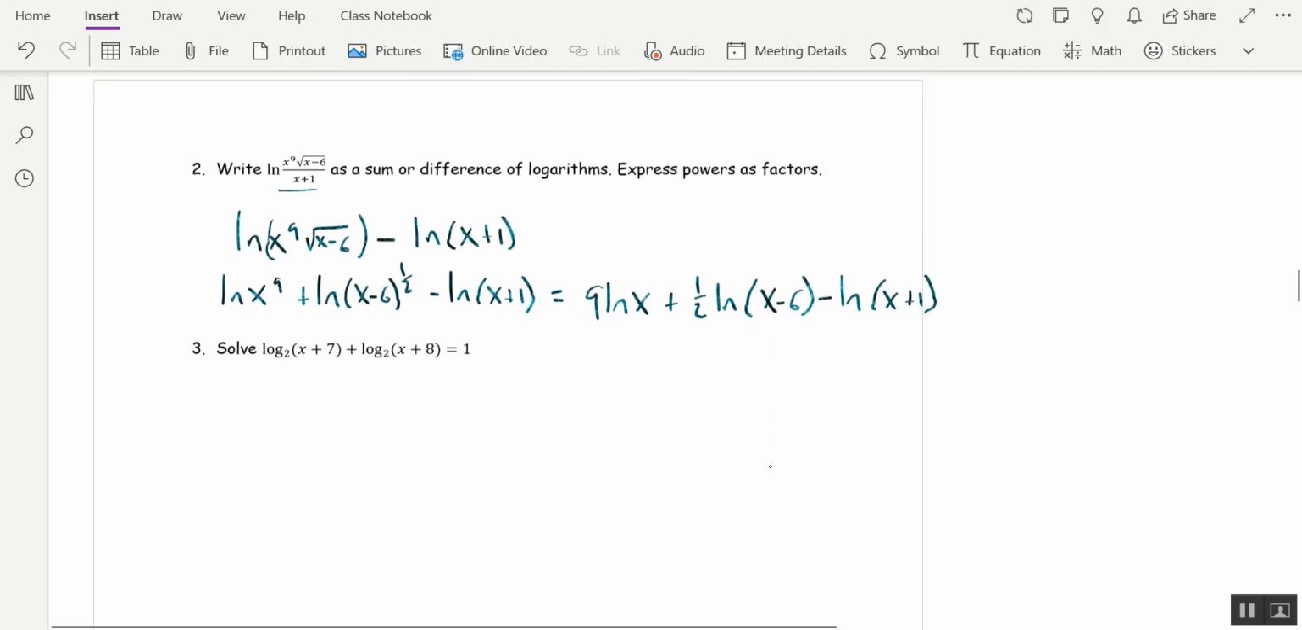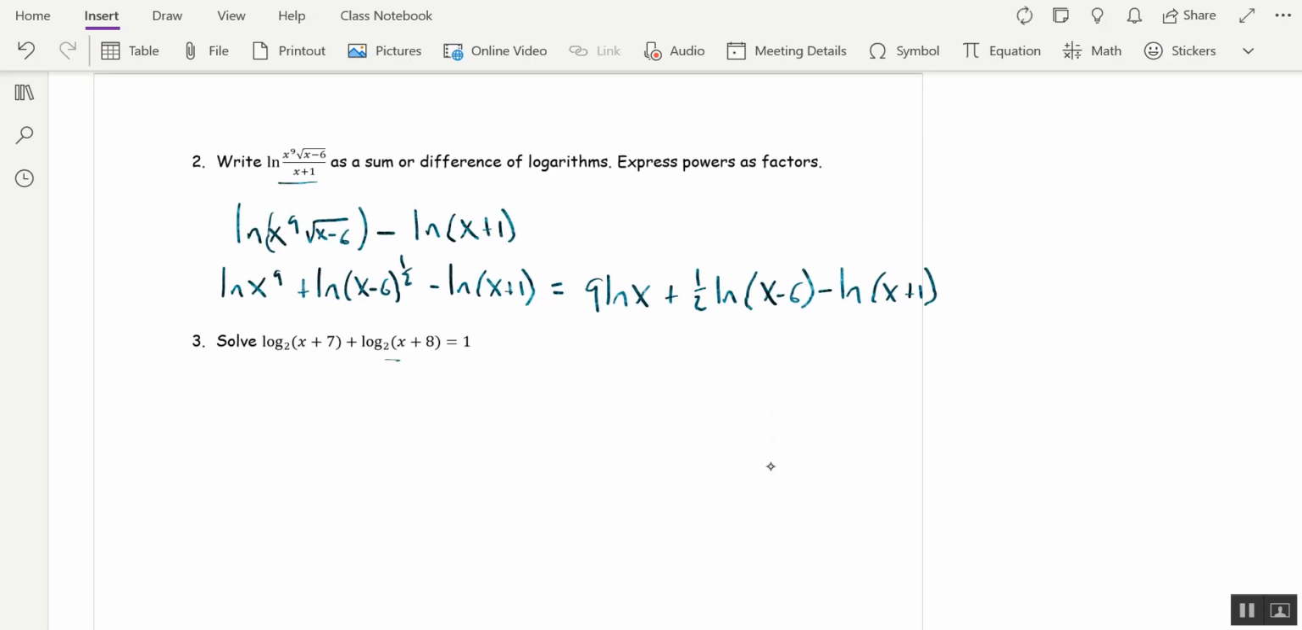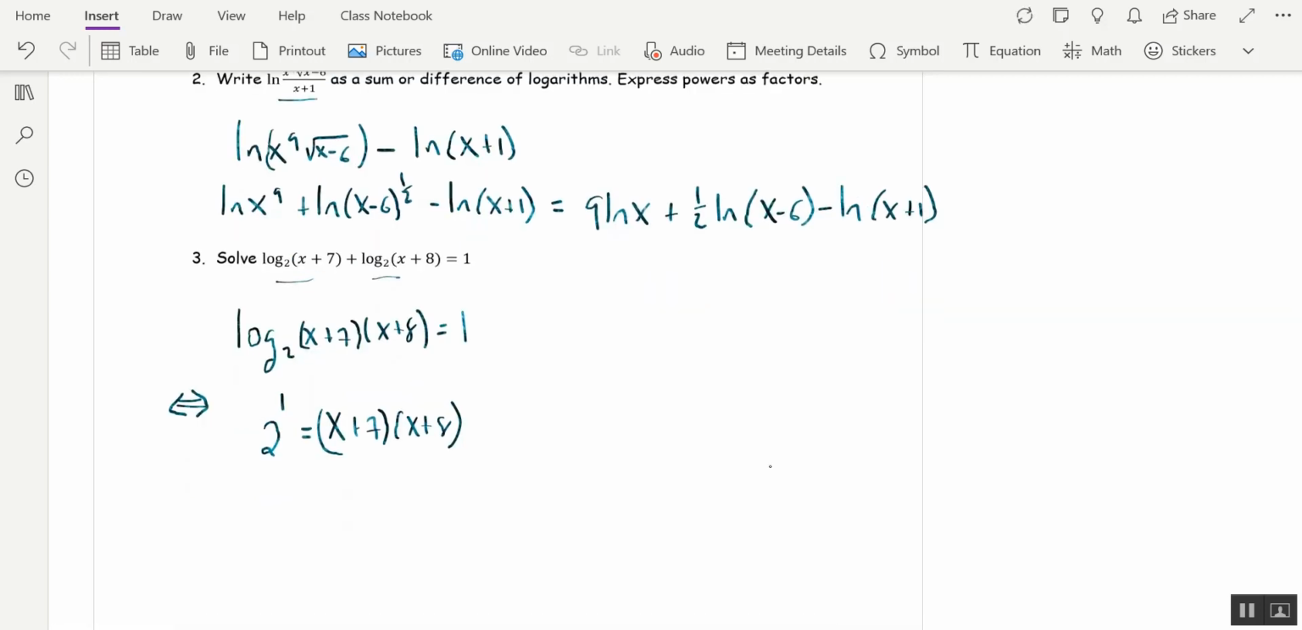All right, and now let's solve an equation. First thing I want to do is combine these two logarithms. So this is log base 2 of x plus 7 times x plus 8, and that equals 1. Now let's rewrite this statement in exponential form. So this is if and only if, that's what double arrow means. This means that 2 to the 1 is x plus 7 times x plus 8. Okay, 2 to the 1 is 2. X plus 7 times x plus 8 is x squared plus 15x plus 56.